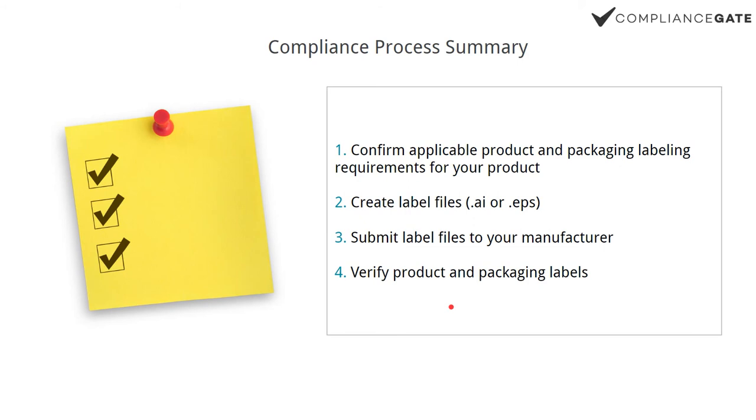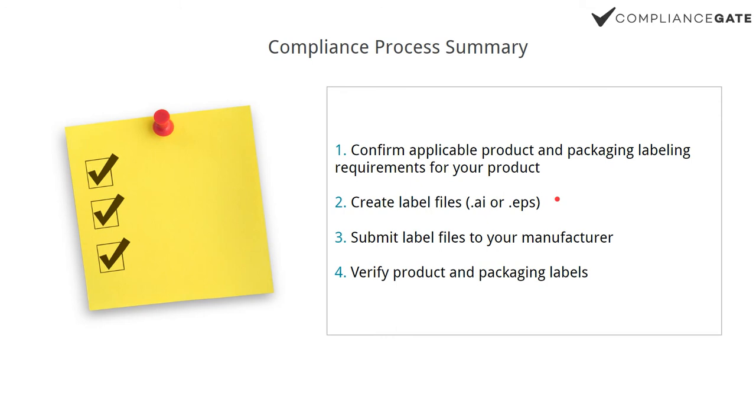All right, so let's summarize this. How do you follow a labeling compliance procedure? The first obvious step is that you need to confirm the applicable product and packaging labeling requirements for your product. That could be the CE mark, textiles labeling, and so on. Number two, you need to actually create the label files. You could create them in Adobe Illustrator or Photoshop, as long as you create an accurate representation of that label file.